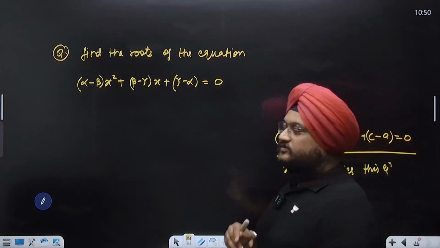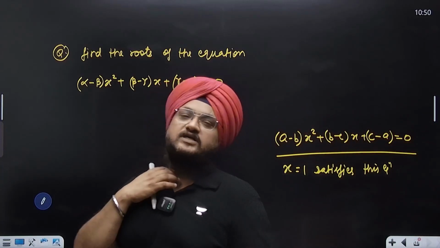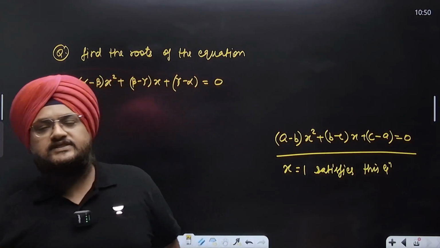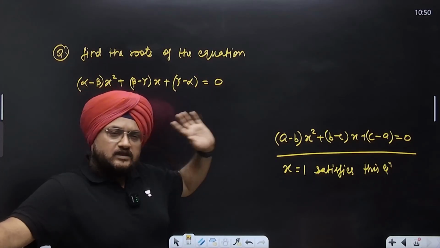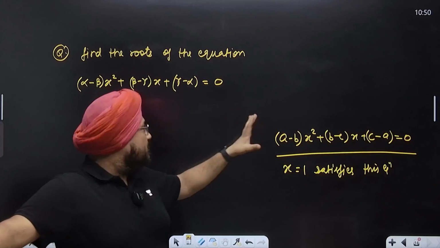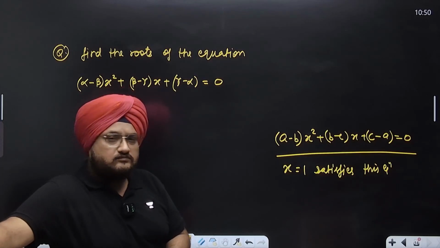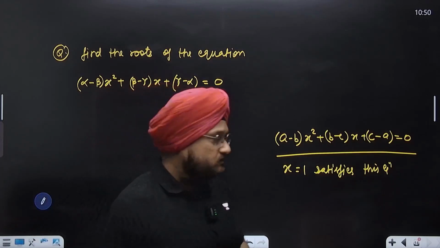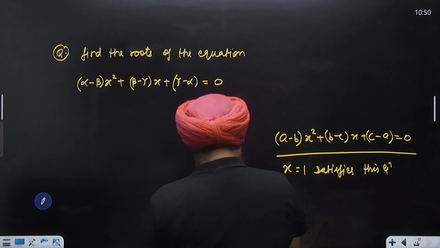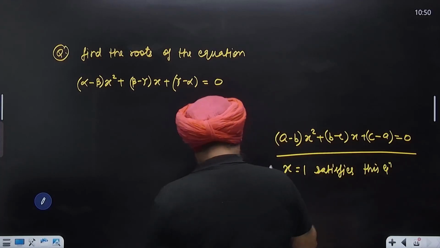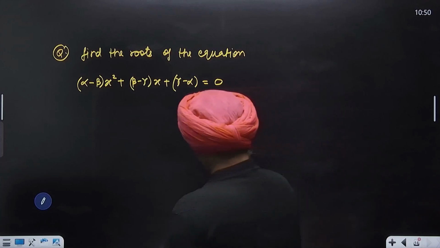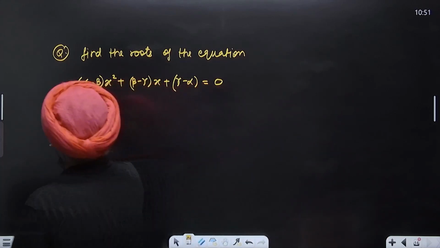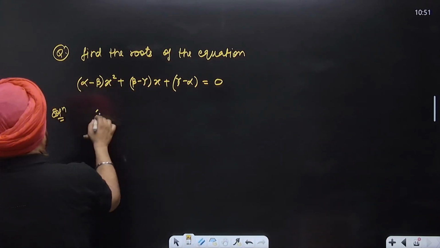Sum of all the coefficients, how will you get the sum of all the coefficients? If you put x equal to 1 in that equation, the expression becomes alpha minus beta plus beta minus gamma plus gamma minus alpha, which will be 0. So by observation we can say that x equal to 1 is the root of this equation.